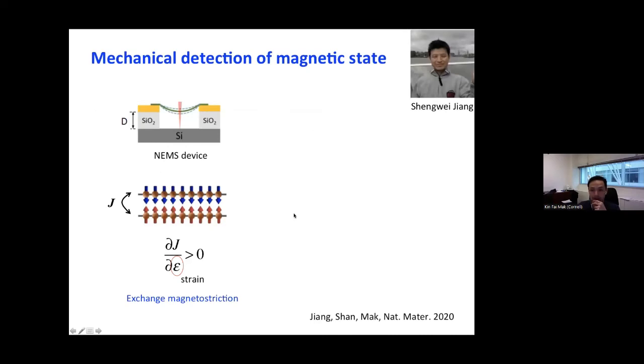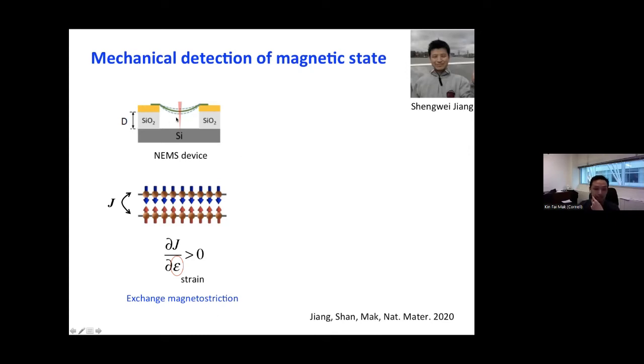So if I have time, I can just use 1 minute to tell you about the mechanical detection of the magnetic state also. The idea is very simple. It's just that this interlayer exchange interaction is actually strain dependent. So when the material makes a spin flip transition from the antiferromagnetic state to the ferromagnetic state, the spin aligned state, the crystal actually expands or shrinks a little bit. This is known as the exchange magnetostriction. It reflects the fact that there is a spin phonon coupling in the system.